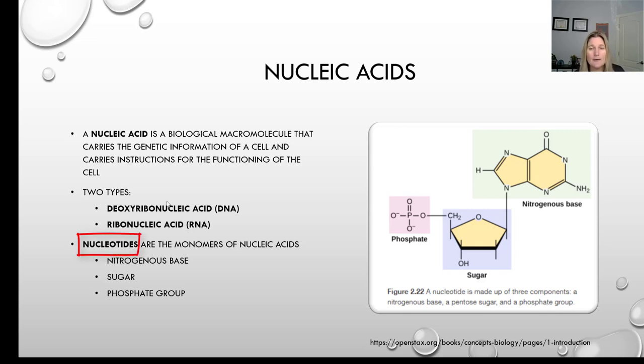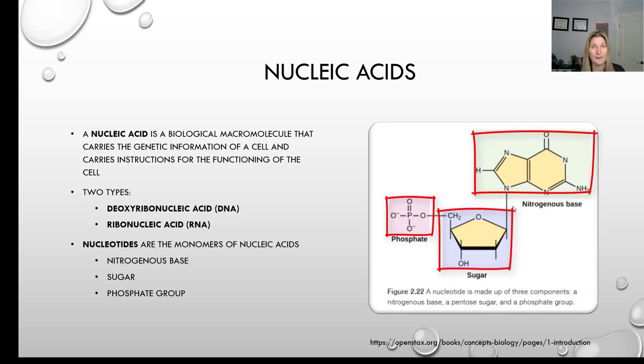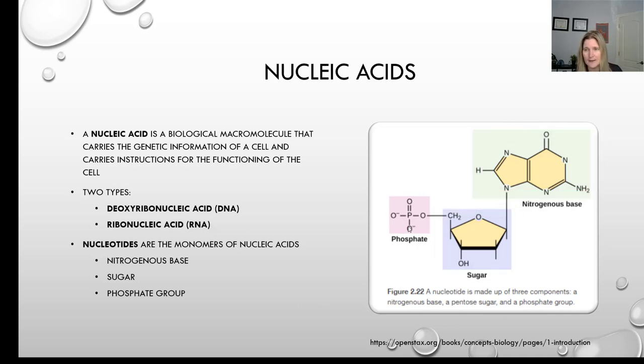In this case, the monomers are called nucleotides. And nucleotides are made of three components. DNA and RNA both contain a phosphate group, a sugar group, and a nitrogenous base. If we're talking about DNA, this one has a phosphate group, a 5-ring sugar, and then a nitrogenous base. And you can see it's nitrogenous because there's a bunch of nitrogens there.